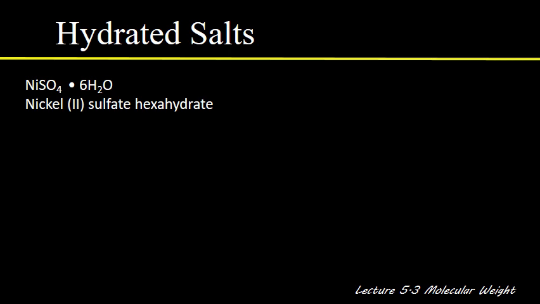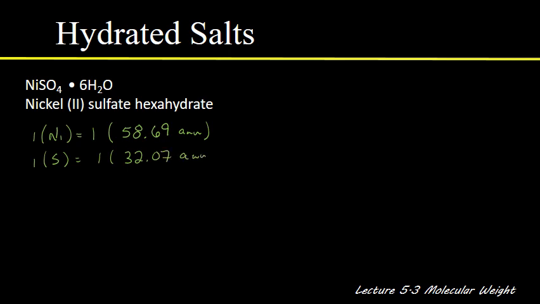So for nickel 2 sulfate hexahydrate, if we want to calculate a molecular weight for this one, we look at the different atoms in here, and there is 1 nickel, which has a mass of 58.69 atomic mass units. There is 1 sulfur, which has a mass of 32.07.